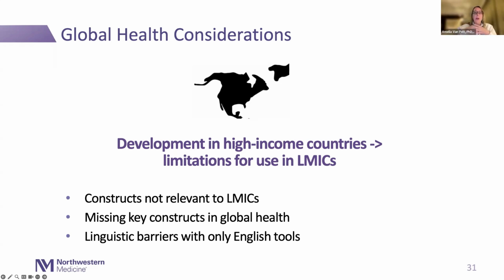So why is this? One of the potential reasons is that a lot of our tools were developed in high-income countries, which presents a lot of limitations for the application of those frameworks and resources in LMICs. For example, some of the constructs that are included in CFIR or some of our determinants frameworks are not actually relevant to resource-limited settings. Or on the other side of that coin, there are really important concepts in global health that are missing from our existing frameworks. There are also a lot of accessibility concerns, such as linguistic barriers, because most of our tools are available in English.